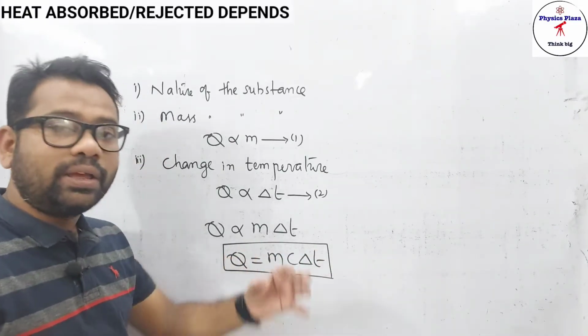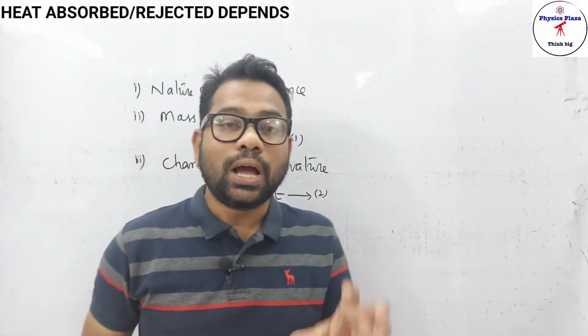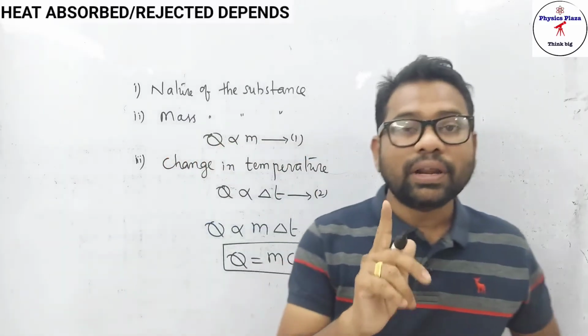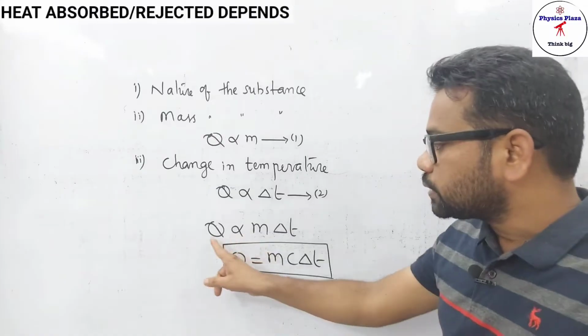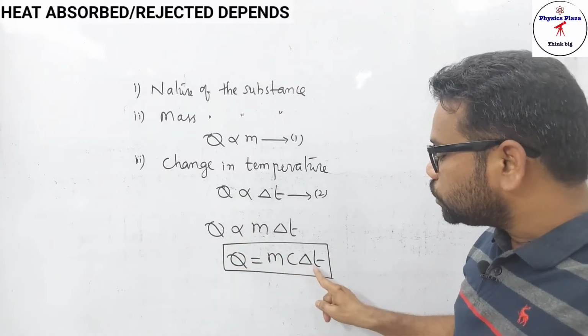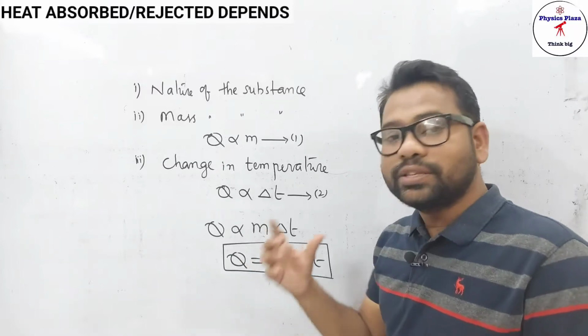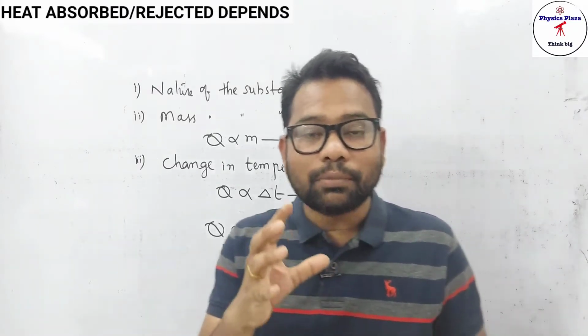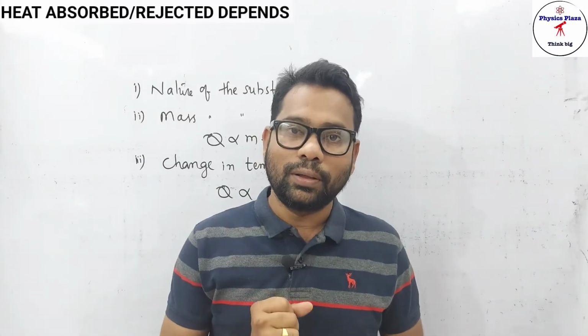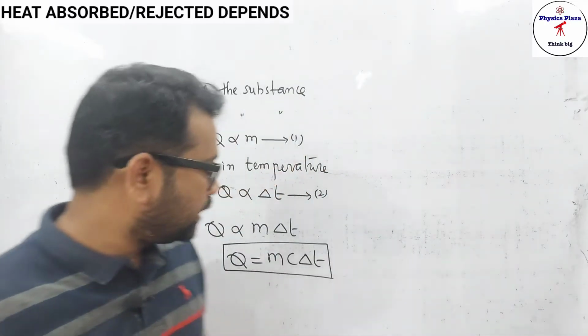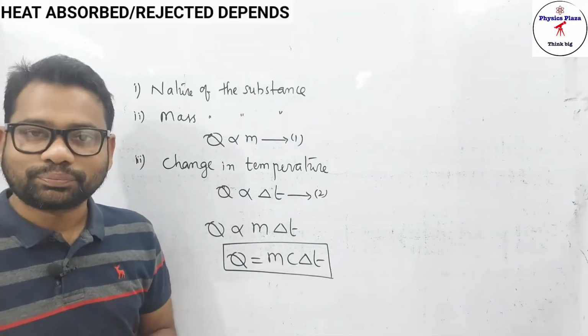Children, this is a formula which we use to calculate the amount of heat energy gained or lost. It's clear. But here one condition is there. This formula is applicable only when there is a change in temperature. Children, I repeat once again. This formula is used to calculate the amount of heat energy required, but there must be some change in temperature. Then only we can use this formula.